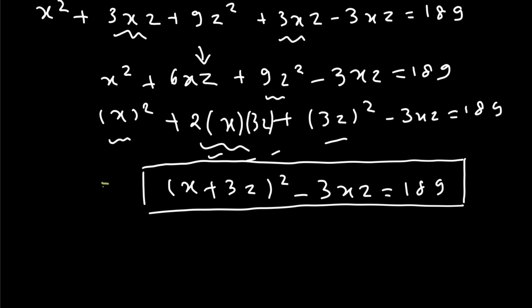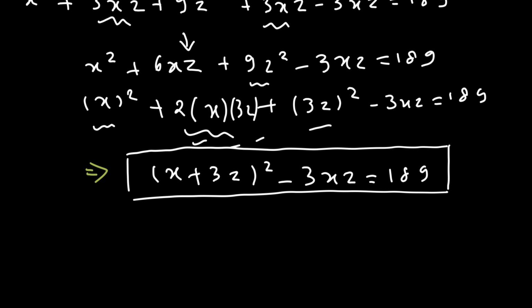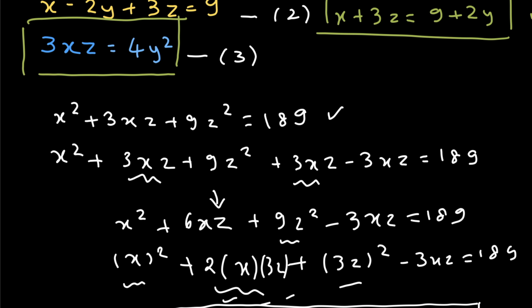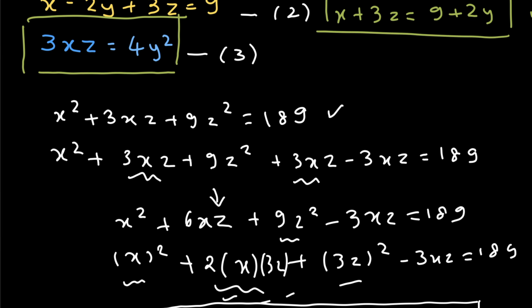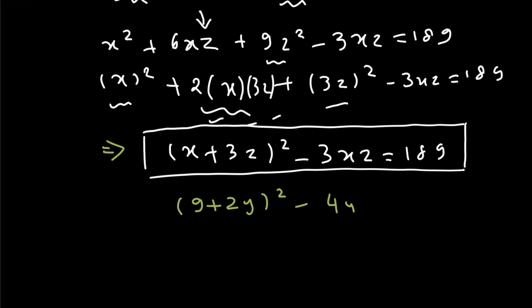Now look at this equation that we got previously. Inside the bracket we have x plus 3z, and x plus 3z has a value that is equal to 9 plus 2y. So we can simply replace the bracket as 9 plus 2y the complete square minus 3xz. So from this third equation we have that 3xz equals 4y squared. So we can simply replace the 3xz with 4y squared, and this thing would be equal to 189.